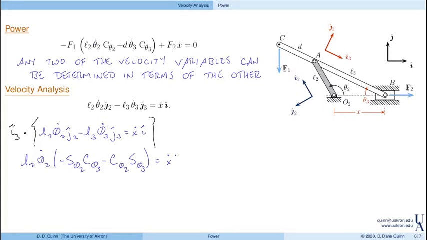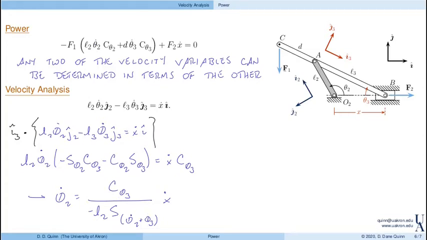I dot I3 is cosine of theta 3 in this case. So now I can solve for theta 2 dot. Theta 2 dot here is equal to, in the numerator, cosine of theta 3. I'm going to wait and write the x dot at the end. And then the denominator actually is minus L2. Well, I factored out this minus sign. What's left really just becomes sine of theta 2 plus theta 3. If you don't write it this way, that's fine.